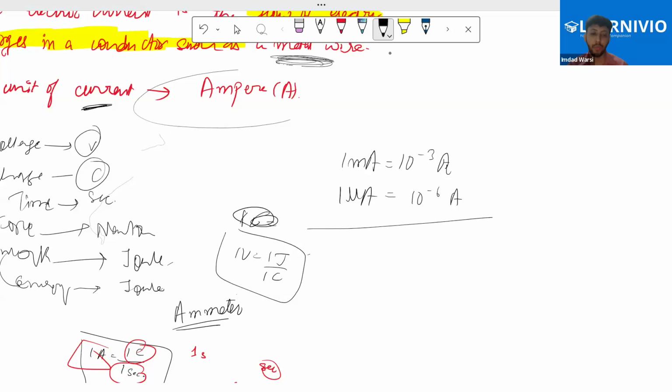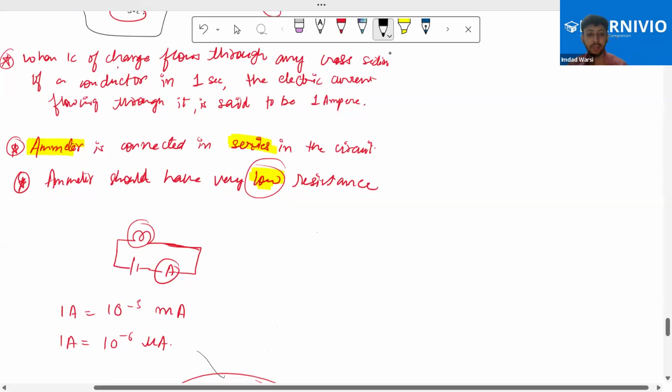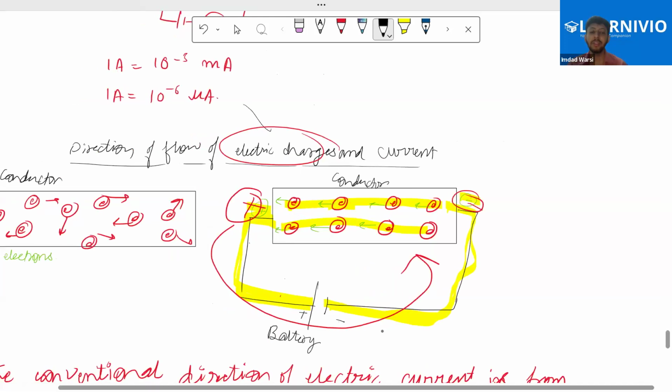I think we wrote some points last lecture. We were not able to see them, right? Tell me, what is the direction of flow of electric charges in a conductor? From negative terminal to positive terminal. And what is the direction of flow of current? Positive terminal to negative terminal. Very good.